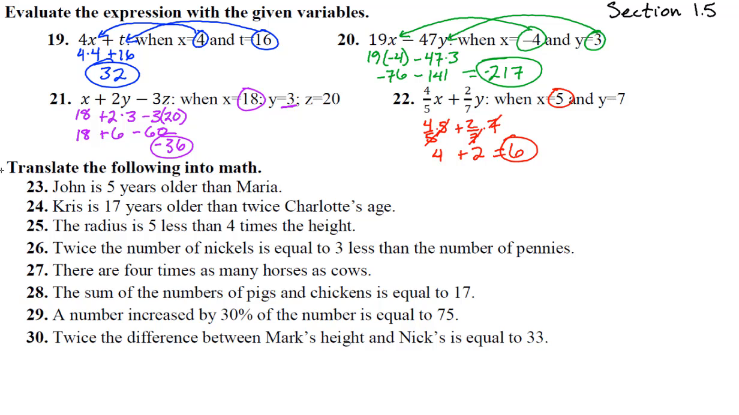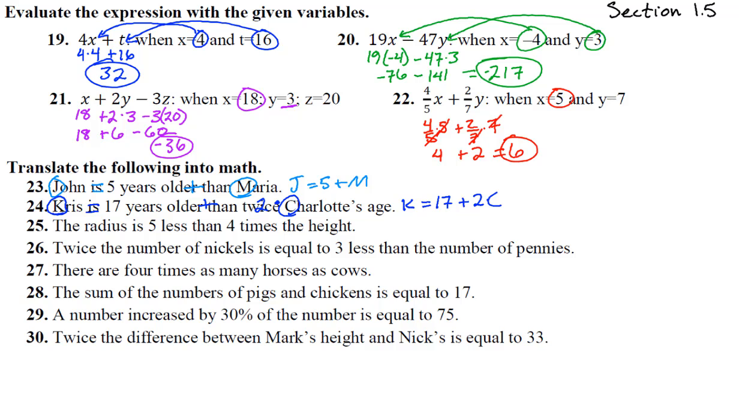Great. Translate the following into math. So we'll use variables and pluses and minuses here. John, that's going to be a J, is, that's equals 5 years older than, so older than, that's a big plus sign, Maria. So J equals 5 plus M, translated into math. Number 24. Chris, that's a K, is 17 years older than twice, now that's a 2 times Charlotte's age. So we get K is 17 years older than, that's a plus, twice Charlotte's age, 2C.